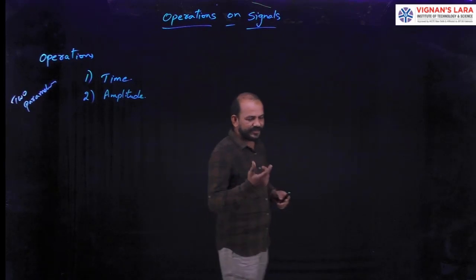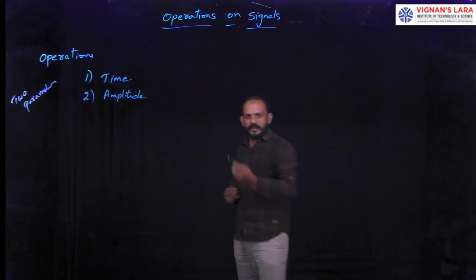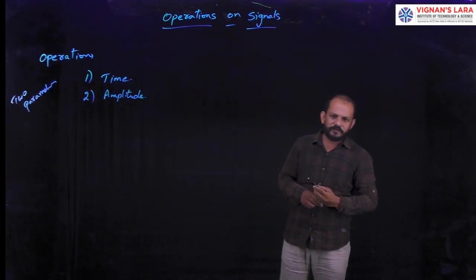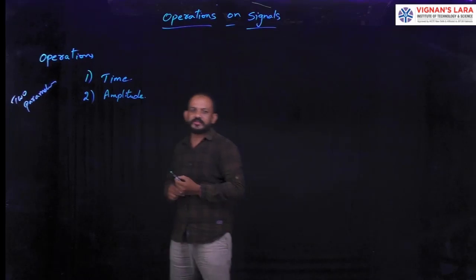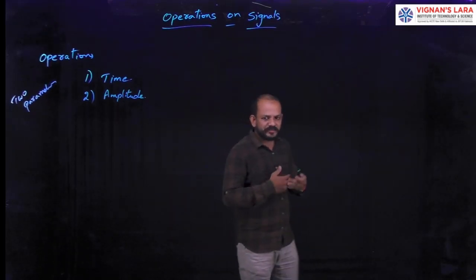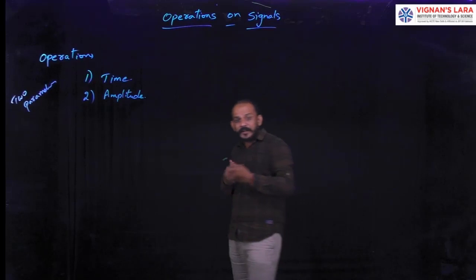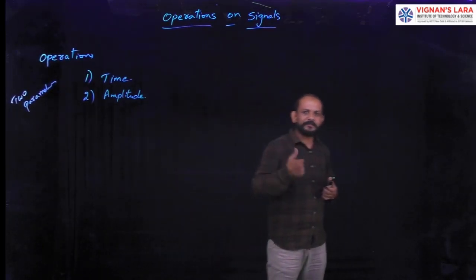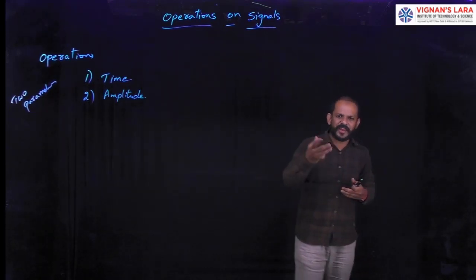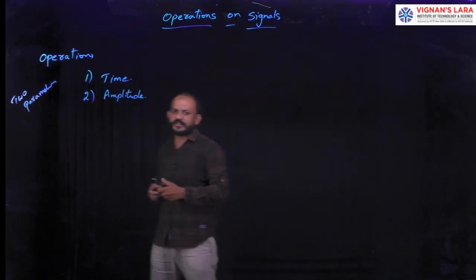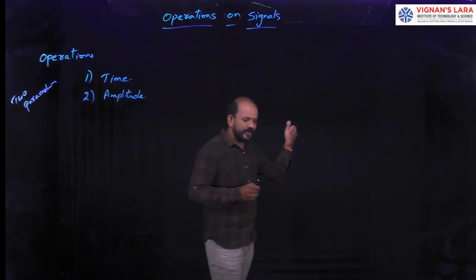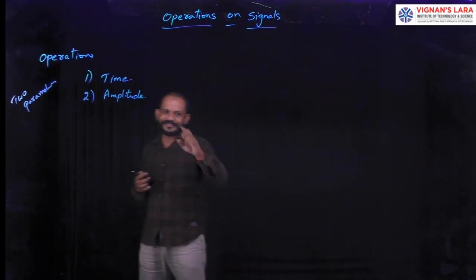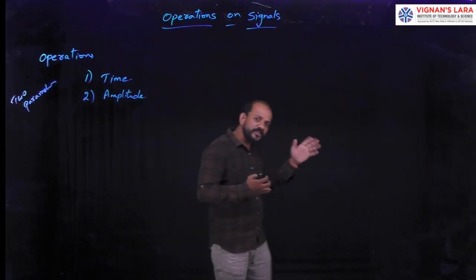If you consider a signal A cos t, that continuous time signal is dependent on many parameters like amplitude, time, frequency, phase, many things. If you change one parameter, then the signal will change according to the variation in the parameter.